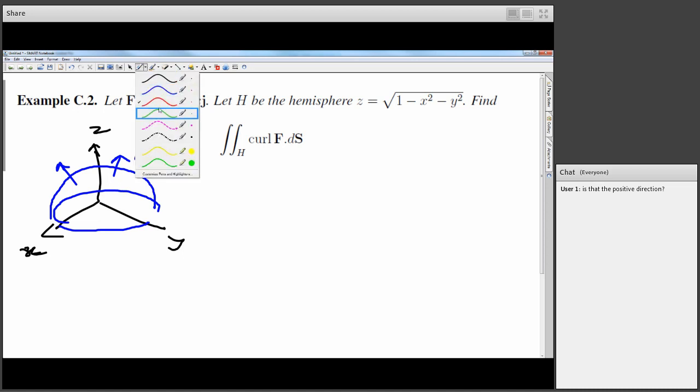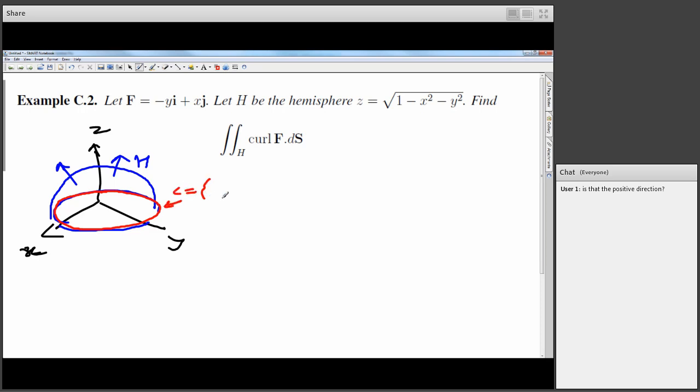So if I just get a red line here, the boundary of this hemisphere is just this circle. We'll call it C. And C here is just going to be the curve, a bunch of (x, y, 0). It's pretty much where the hemisphere meets the xy plane, so it's when x squared plus y squared equals 1. So it's a nice circle.